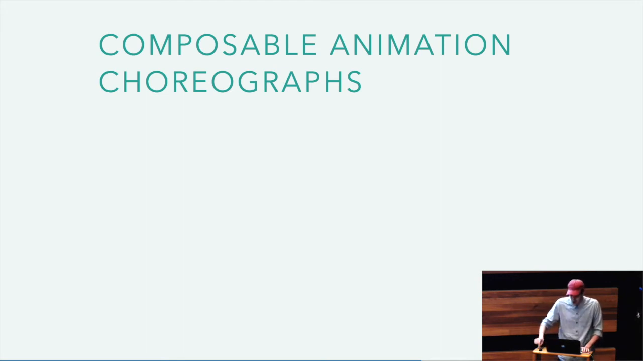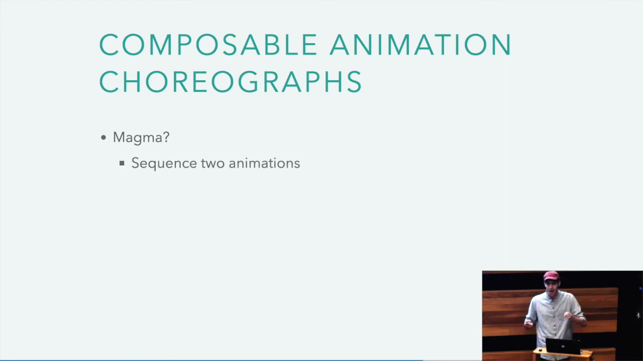The first thing you should ask is: is there a magma? Is there a way I can take two of these things and combine them into one? There are a bunch of ways, but the one we're going to talk about is sequencing. If I translate something and then fade out, I can model that as an animation that translates and an animation that fades out, and then combine them with our diamond operator.